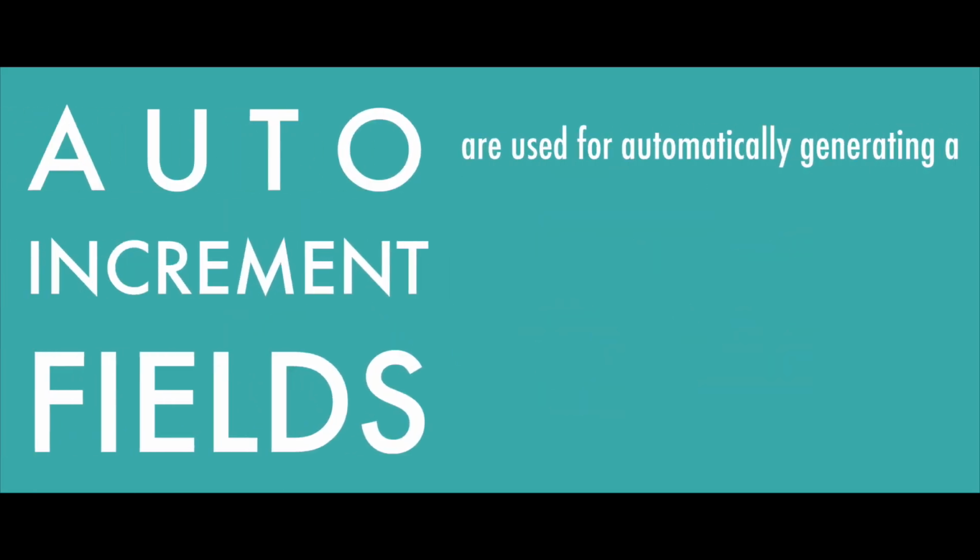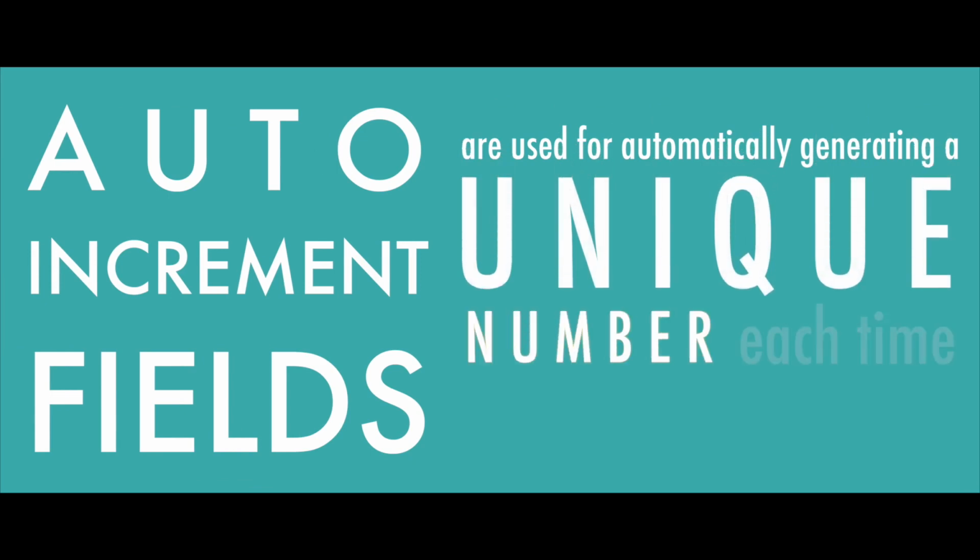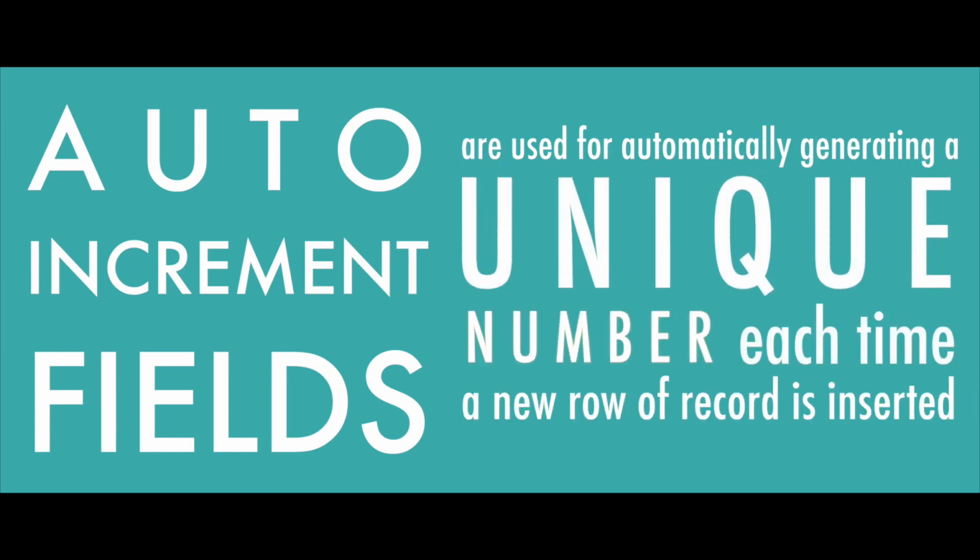Okay, time for a trivia. Did you know that auto-increment fields are used for automatically generating a unique number each time a new row of record is inserted? This field is actually the frequent primary key field that we would want to create automatically.